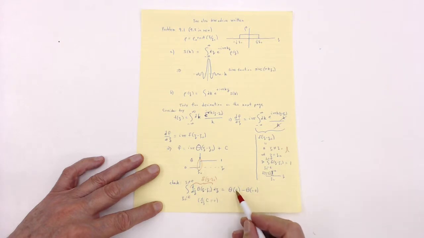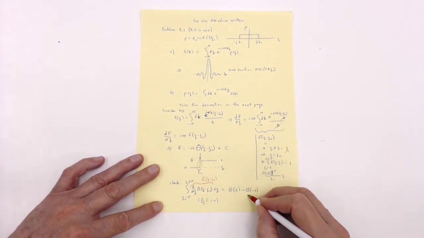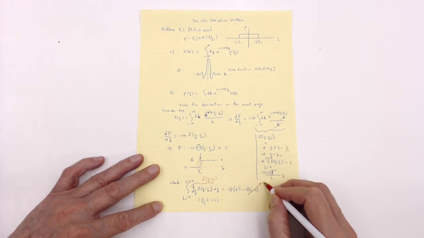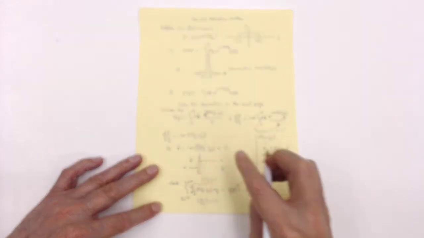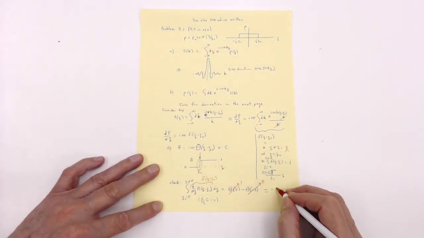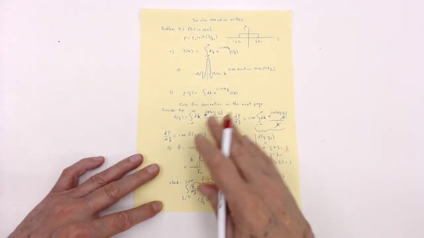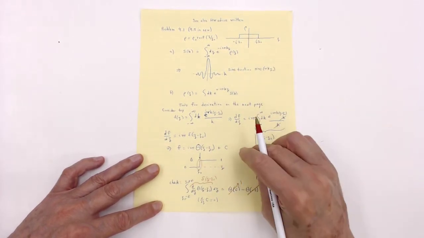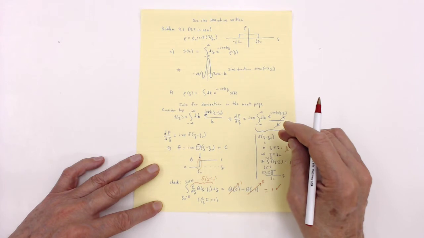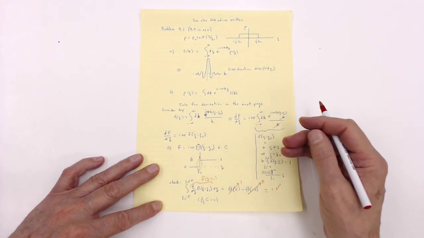It's just that something at the upper limit minus something at the lower limit. Well, at the lower limit, it's theta at negative values. That's 0. Theta at positive values, that's 1. I get 1. It checks. I thought you'd enjoy working with these things and getting familiar with this, because delta functions and theta functions are important to us in things that we will be doing later on.